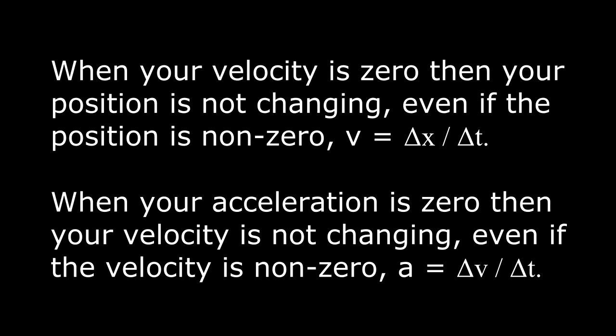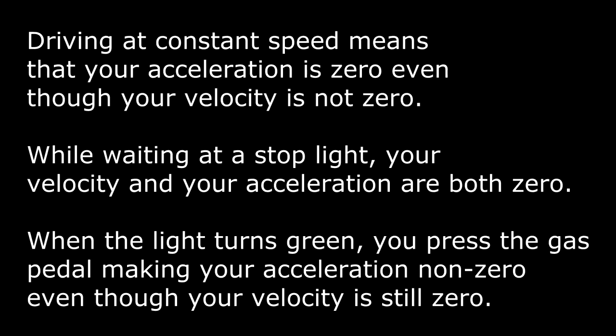When your acceleration is 0, then your velocity is not changing, even if the velocity is not 0. We have a equals delta v over delta t. Driving at constant speed means that your acceleration is 0, even though your velocity is not 0. While waiting at a stoplight, your velocity and your acceleration are both 0. When the light turns green, you press the gas pedal, making your acceleration non-zero, even though your velocity is still 0.